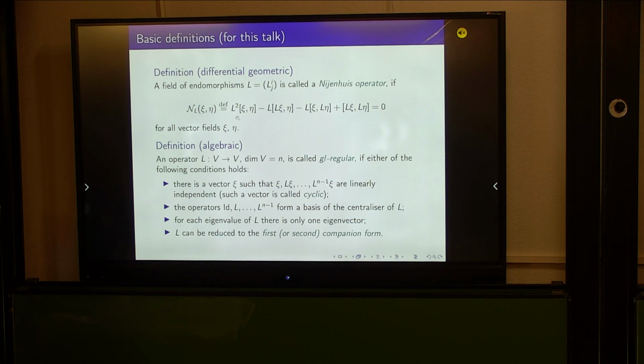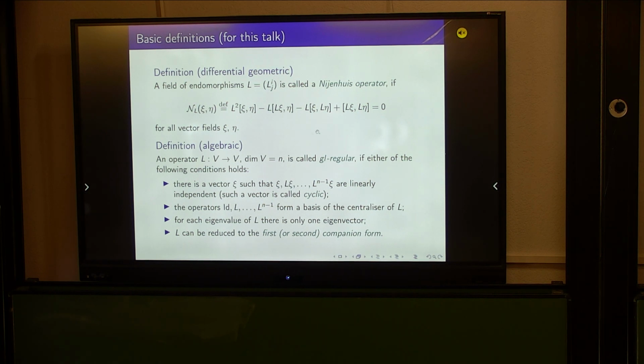This condition means that the Nijenhuis torsion of this operator vanishes, and basically what is written here is the only differential condition you can impose on a tensor of type (1,1). I will refer to this object as a Nijenhuis operator, just a field of endomorphisms satisfying this condition. This definition is differential geometric. The other definition is purely algebraic.